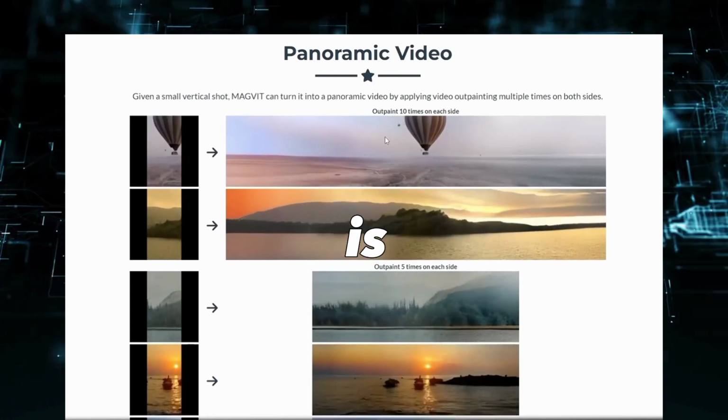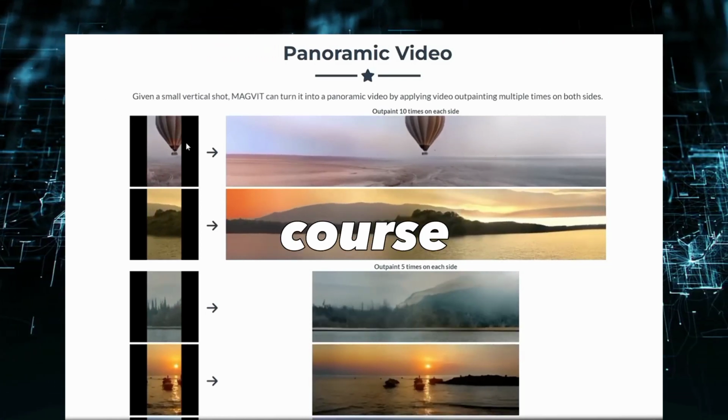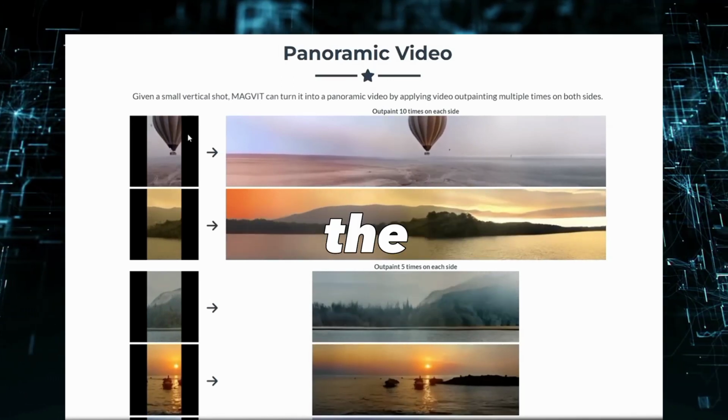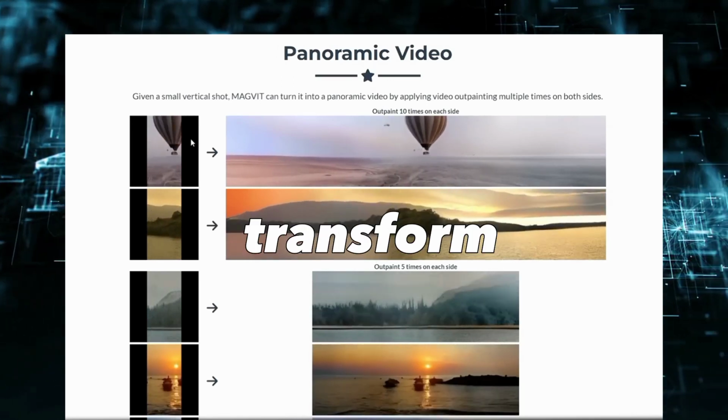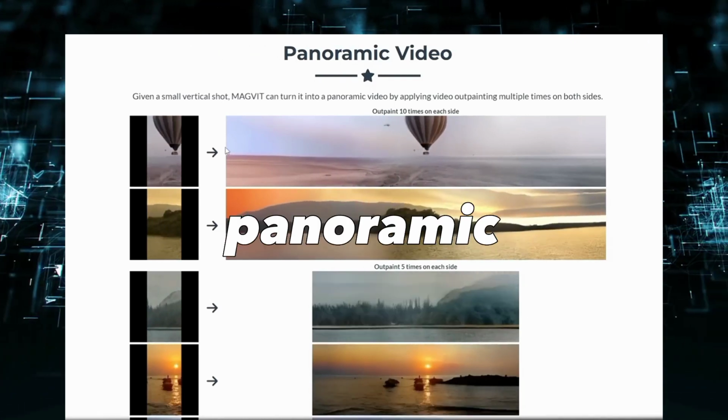Essentially what that means is, let's say for example, someone took a video on their phone, and of course as you know, many people don't take videos horizontally because of how the phone is designed. You could then transform that video using this AI to get it outpainted to get a full-scale panoramic video.